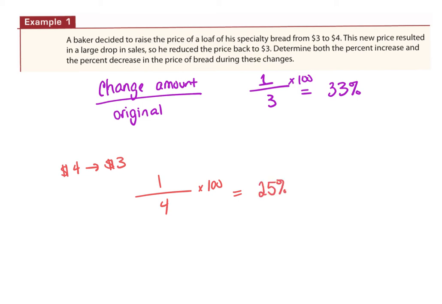So the original amount matters, all right? He went up 33% because it was $3. But then when we went back down, it was actually only 25% down because it started out at 4. So it is always compared to the original amount. Always compared to where you started from. All right, let's look at example 2.